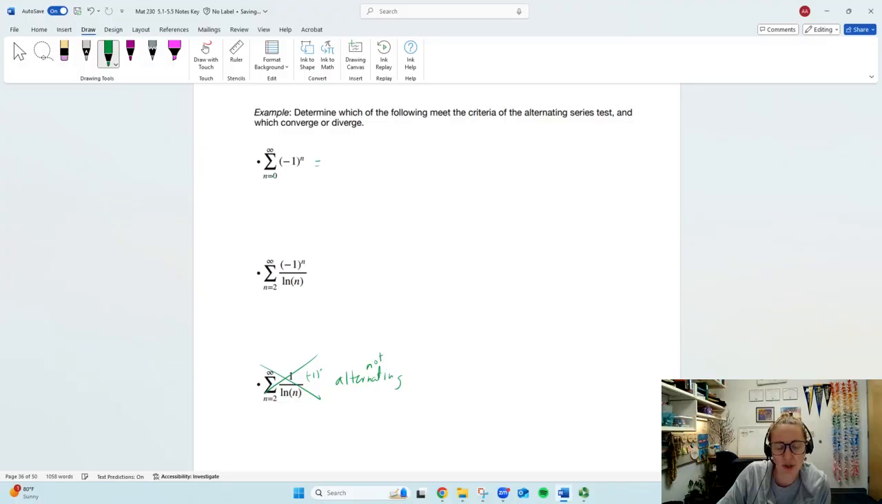Now, these ones actually will, and to get a good sense of what's going on, I'm just going to plug in some values. So if I plug in 0, anything to the 0 power is 1. -1 to the 1 power is -1. And then -1 to the 2nd power is 1.